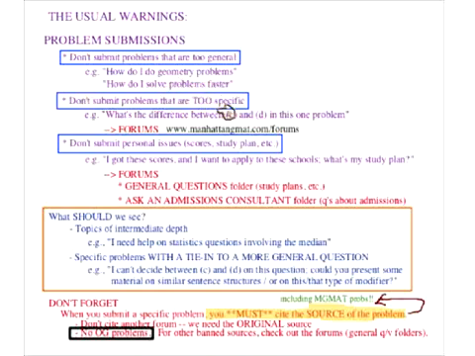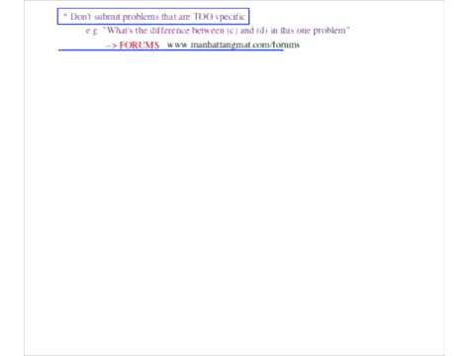Also, please don't submit problems that are too specific. A lot of you have been doing this in the last couple of weeks, so let me illustrate with a couple of problems that people have posted. The principle again is, please don't submit problems that are too specific, because that's why we have a forum online. The purpose of our forum is to address super specific problems. Here's an illustration of a submission like this from the last week.